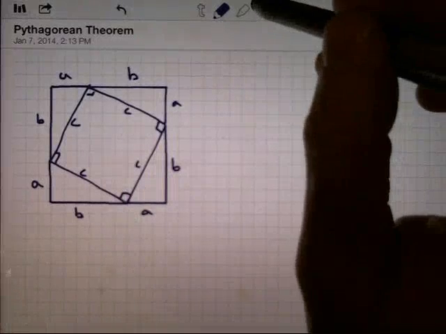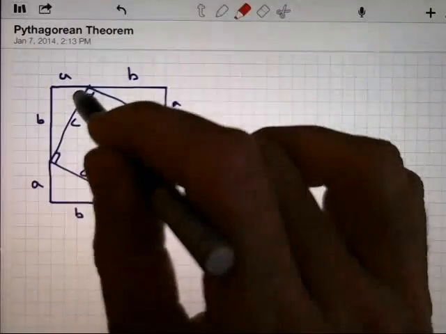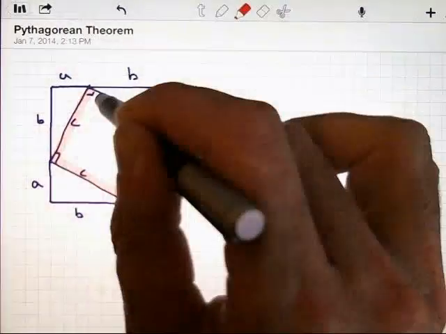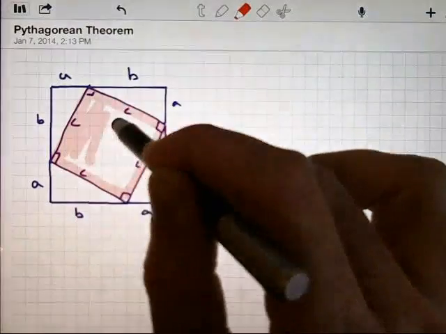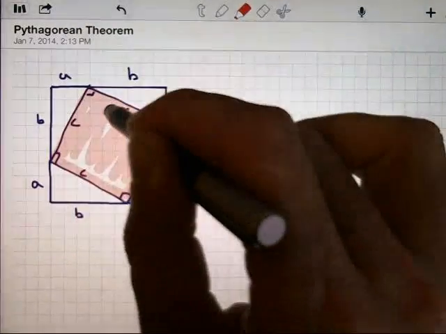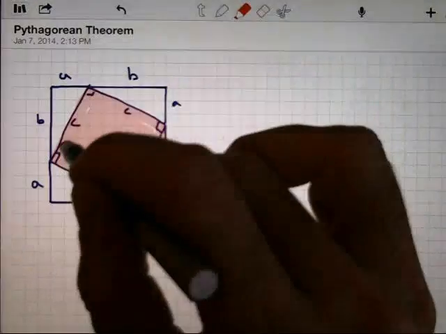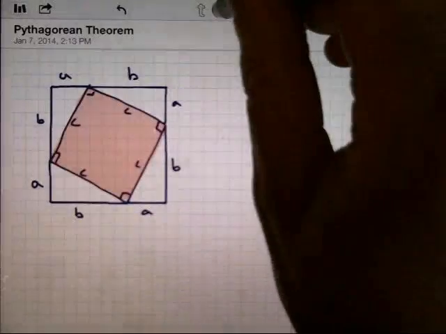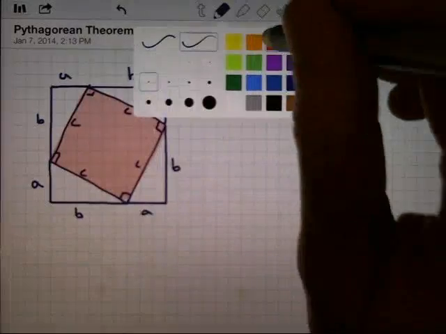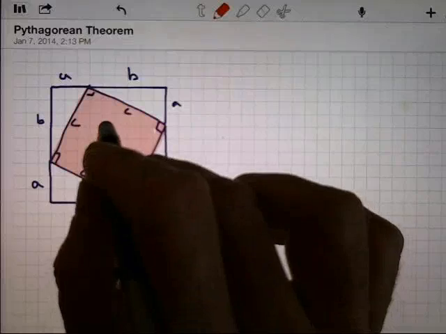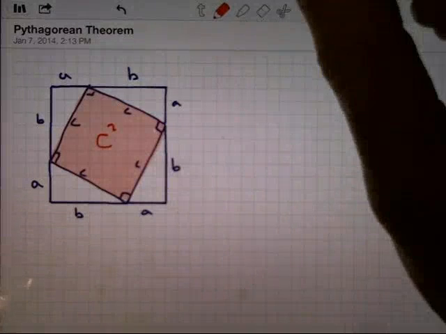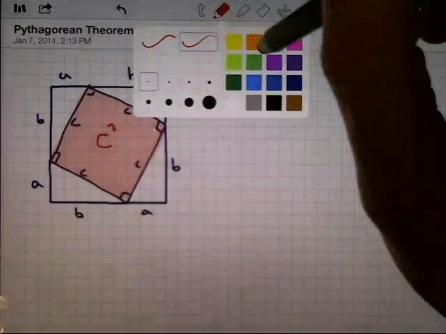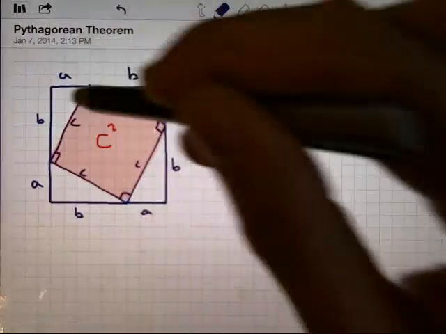The area of that square is length times width. C times C. Let me get this thing colored in. The area of that square is C squared. I'm going to do this in red, see if you can see it. C squared is the area. Okay. Now I'm going to draw another square which is exactly the same size as this big square.